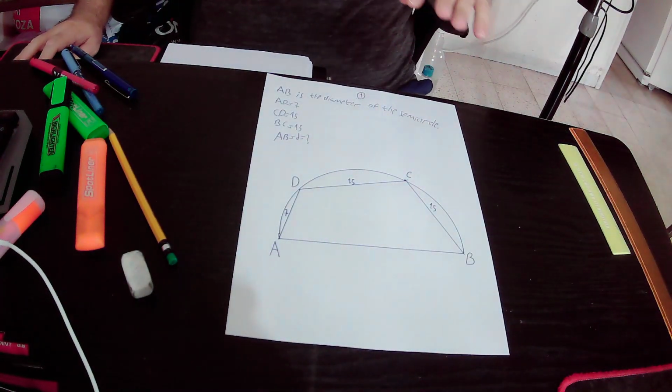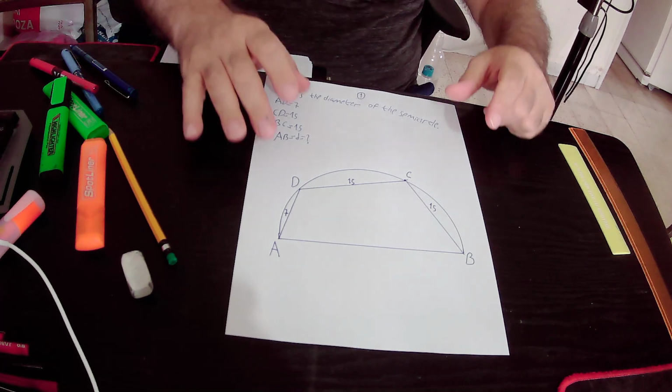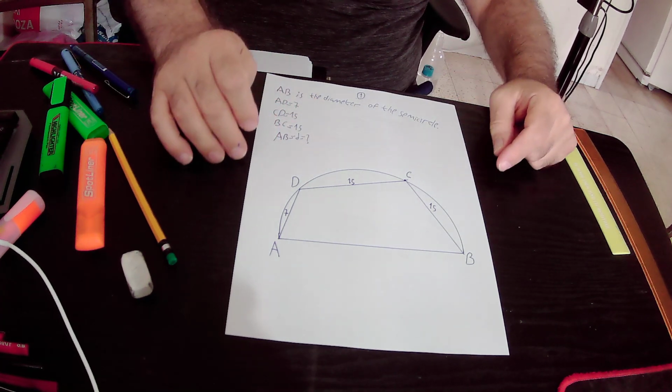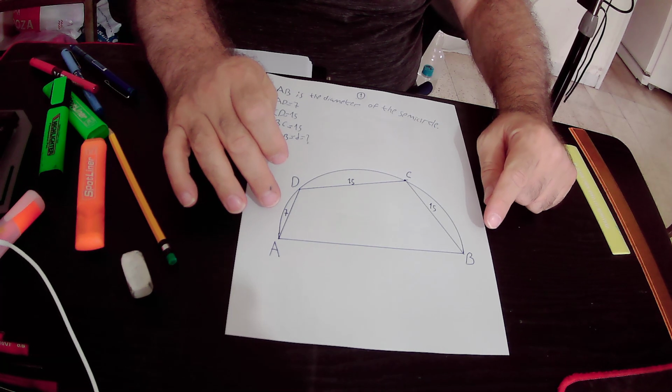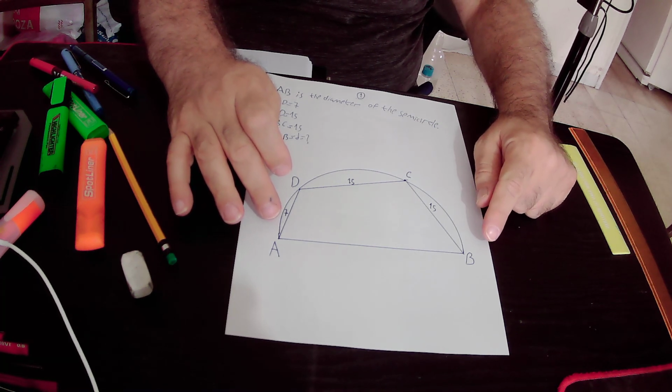Hello, in this lecture we will find the diameter of the semicircle. In the drawing we have a semicircle. The diameter of this semicircle is AB.